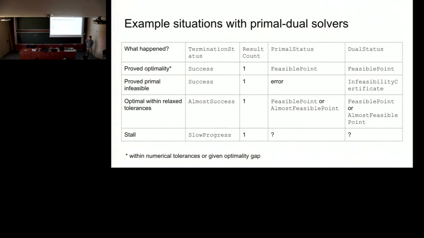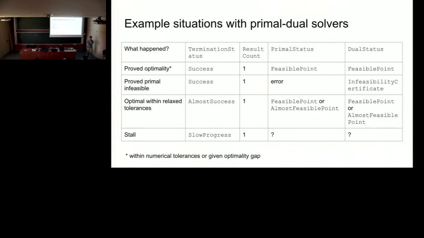And you have to know that if you're using an LP solver and it says success and it returns a primal dual solution, then you have to know that this means that it's optimal. Yes? I don't understand the meaning of result count.